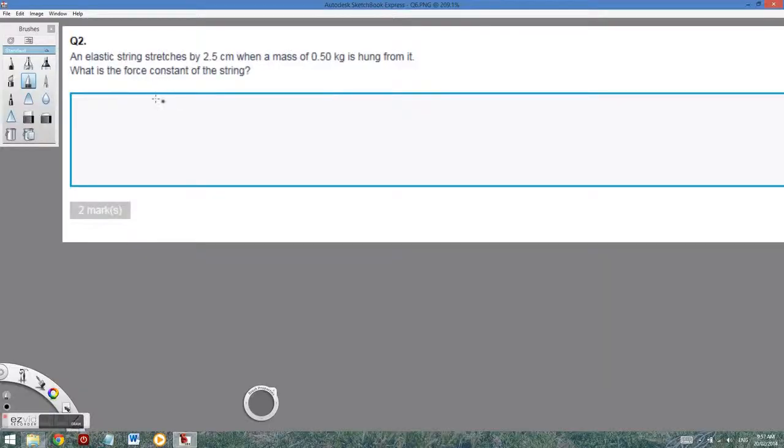Now let's solve this question. Okay, now we need to find the spring constant. Write down the equation F equals kx. In this case, my force is the weight force, which is mass times acceleration.